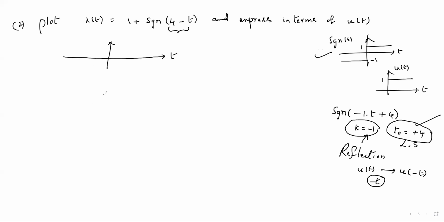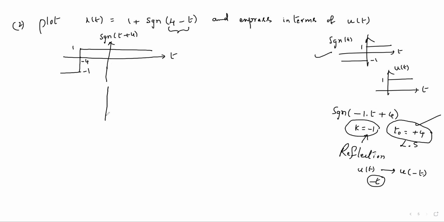This is the signum function. It is shifting left side by 4 units. Then this is the graph for that. Amplitudes do not change. This is minus 4. This is signum of t plus 4.